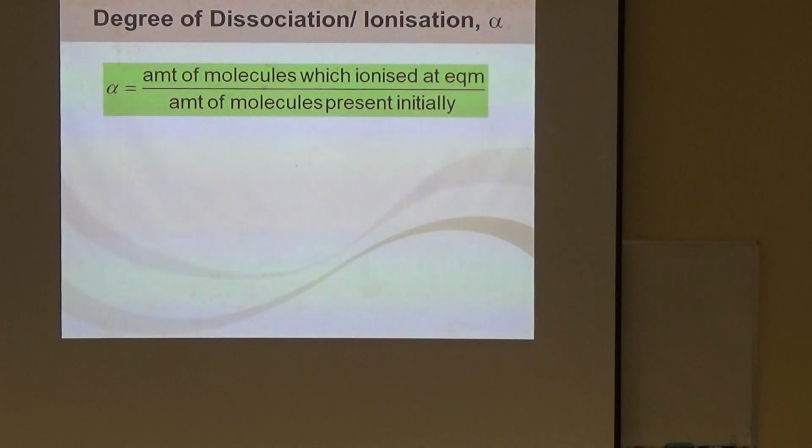Okay, so anyway, you don't actually need to learn how to derive this. All you need to know is this equilibrium: the amount of molecules which ionize at equilibrium over the amount of molecules present initially.